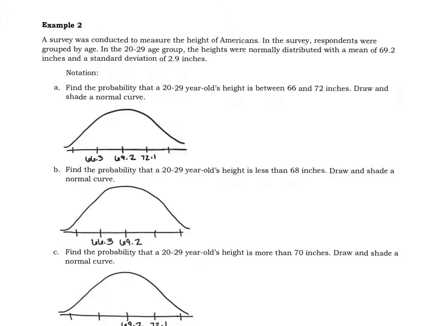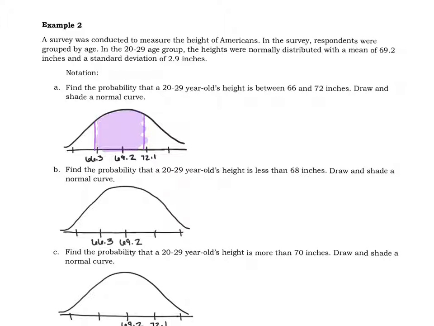All right, so new scenario. You ready to leave light bulbs behind? The heights of, I'm going to say 20 somethings, are normally distributed with a mean of 69.2 inches, standard deviation of 2.9. Find the probability that a 20 something's height is between 66 and 72 inches. So 66 being right about down there, 72 being right about here. And so we are trying to find, again, this area.